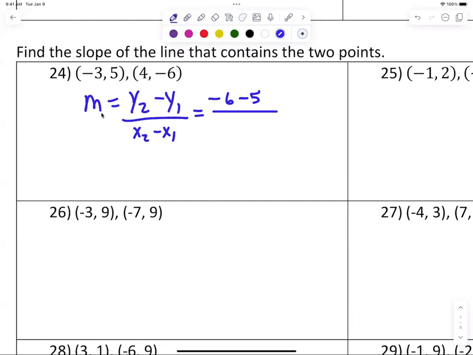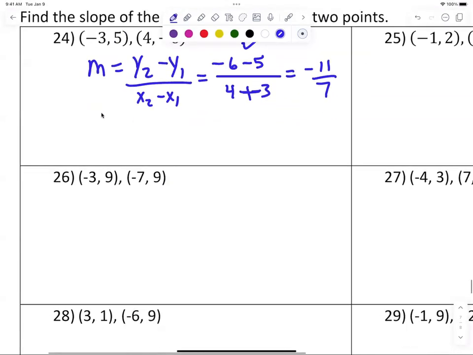And then the bottom is what? Wait a minute. Colton, tell me what the bottom is. -6 minus 5. Wait, that's the y values. You just gave me the y's. 4 minus. Yes, 4 minus -3. Do I really want to say 4 minus -3? No. So we're going to label this now. The slope was -11 over 7. Is everybody happy with that?